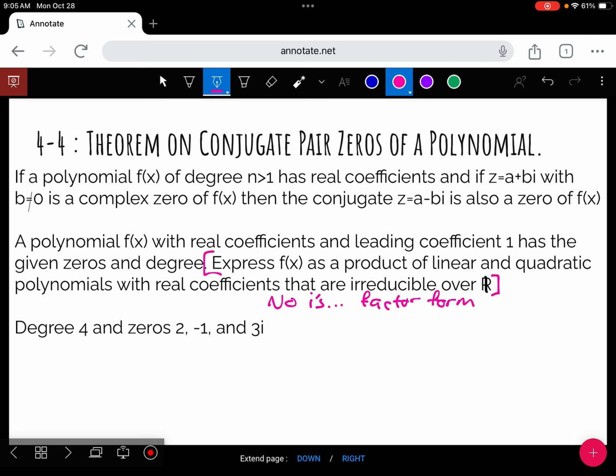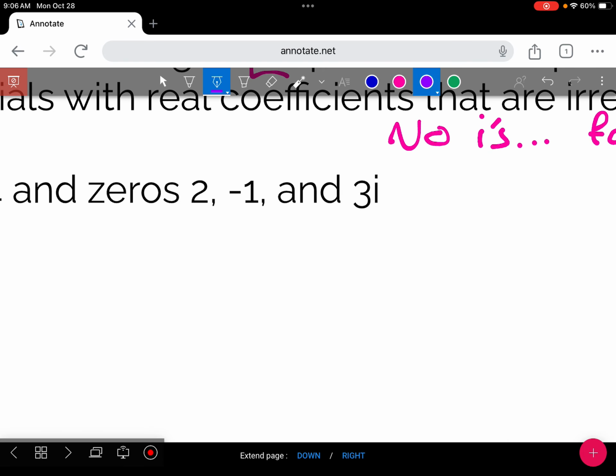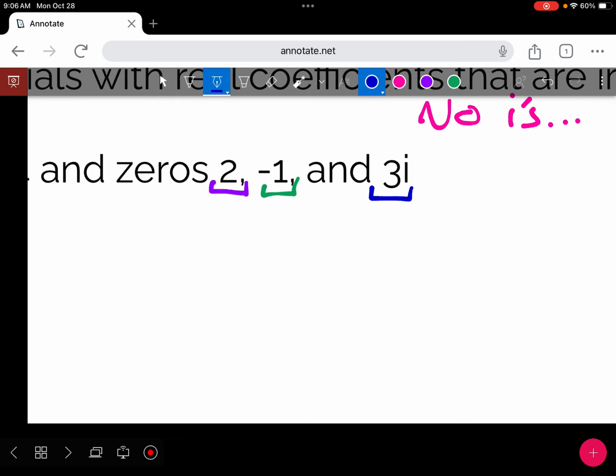So we're not going to be fully multiplying out on ones that have this instruction on there. But there's a section in the homework that says that: express it as a product of linear and quadratic polynomials with real coefficients irreducible over R. So it's very similar to what we were doing last week, where we're going to take our zeros. So this first one is going to have 2, minus 1, and 3i as factors.